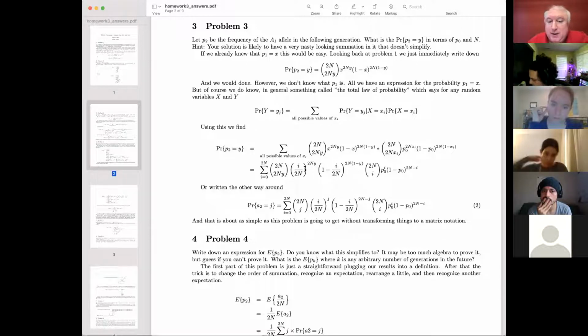I over 2n is now the value of p1, it goes there. 1 minus p goes there, goes there. We've just plugged in here, and then I've just rearranged terms, and that's it.